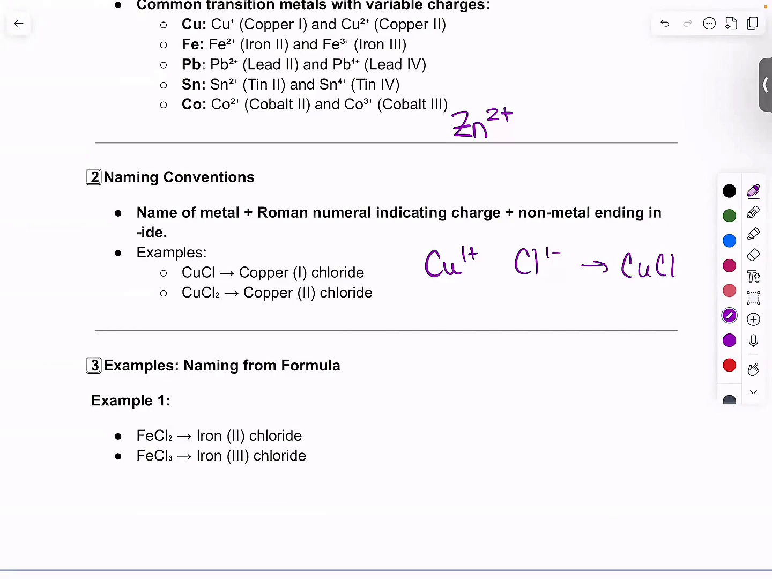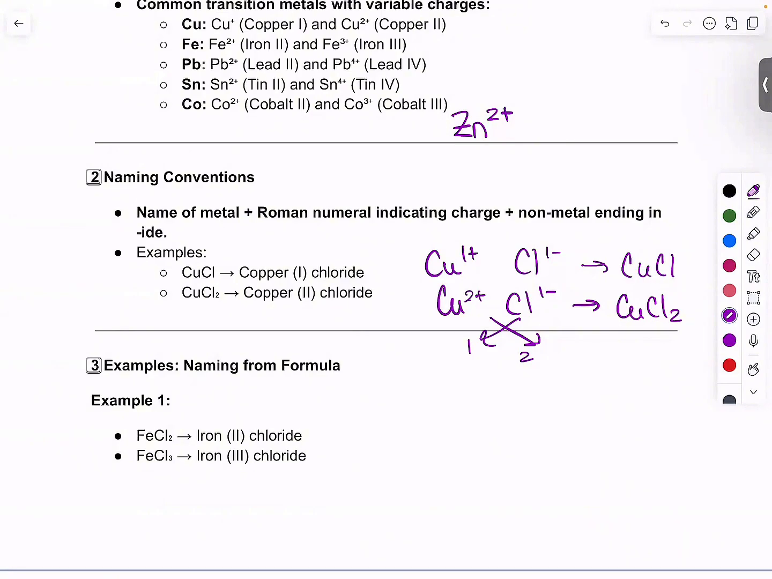Now, when we have copper 2, that's where we need to change things up a bit. If we crisscross, we'll have 1 and 2. So again, 1 copper for every 2 chloride ions. We still employ tactics to balance the charges, based on what we're given for the metal. And notice the non-metal is static. Chlorine's always going to have a -1, right? We're just going to adjust the anions based on what we're given for the metal cation.